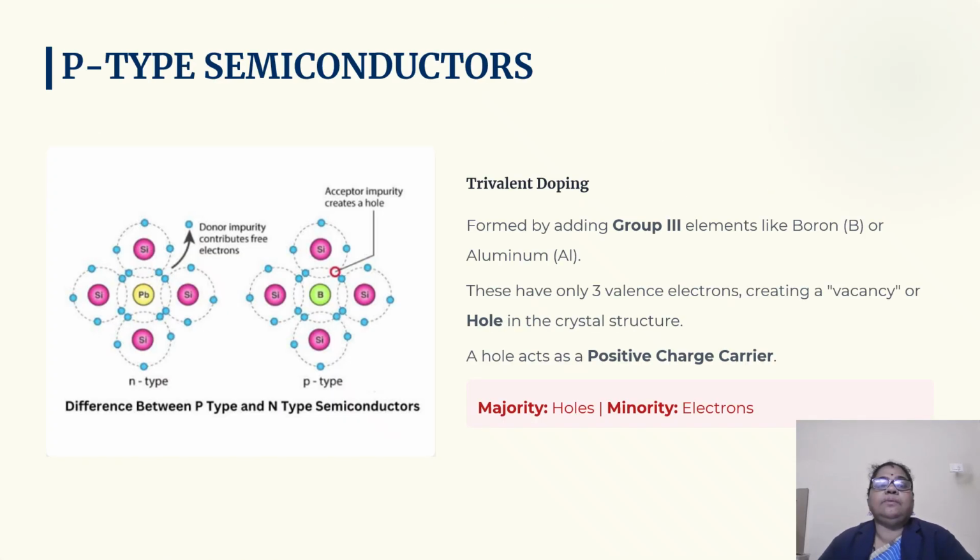And the next type is the P-type semiconductor. According to this type, we add a trivalent dopant to the purest form of the semiconductor. It can be formed by adding group 3 elements like boron or aluminum. These have only three valence electrons, so that will create a vacancy or hole in the crystal structure. This hole acts as a positive charge carrier. So in a P-type semiconductor, the majority carriers are holes and the minority carriers are electrons.